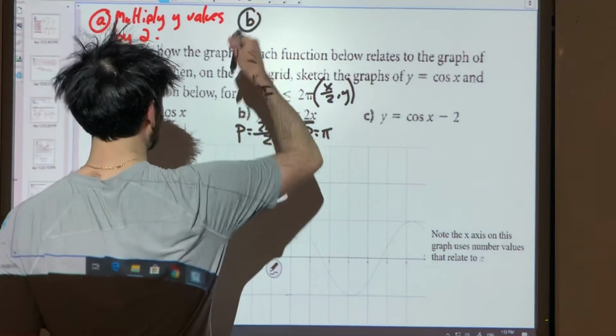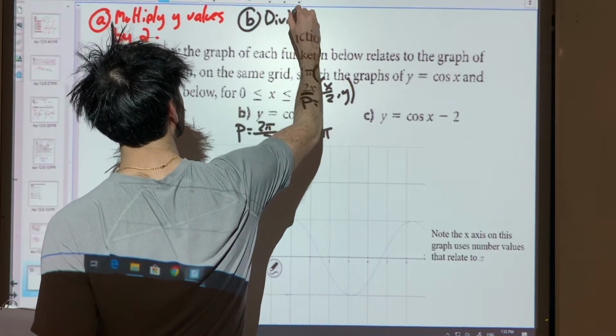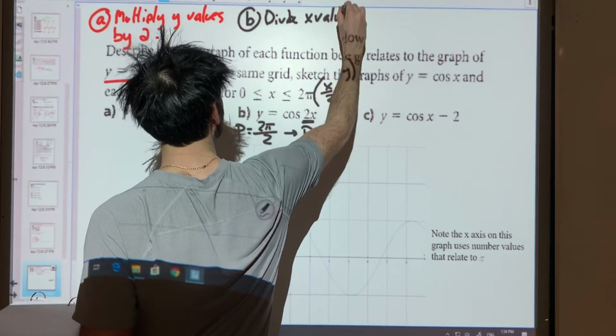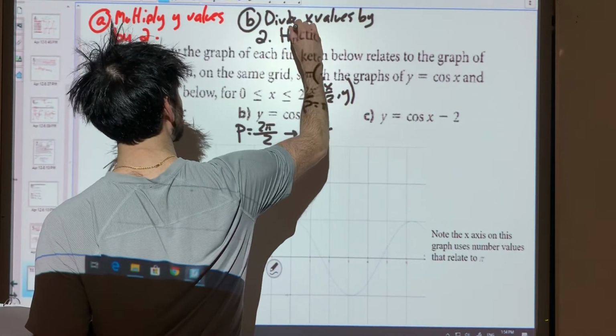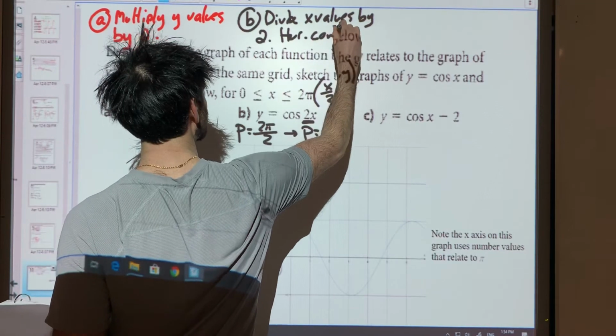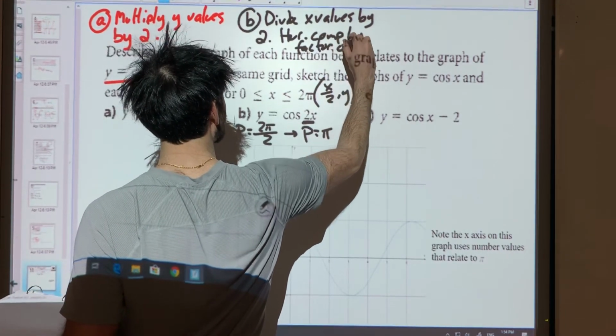So how can we write that? Well, we can say divide x values by 2, and you can say it's a horizontal, so a hor compression by a factor of 2.